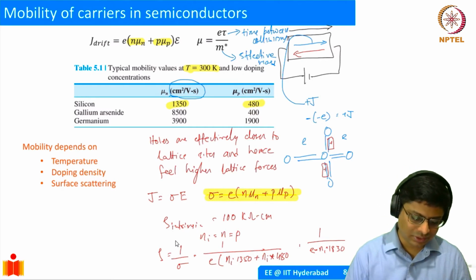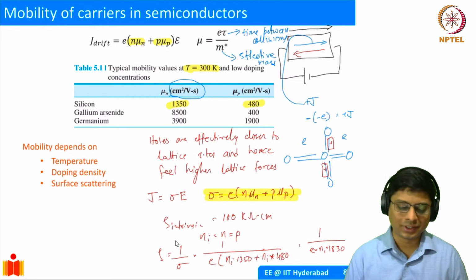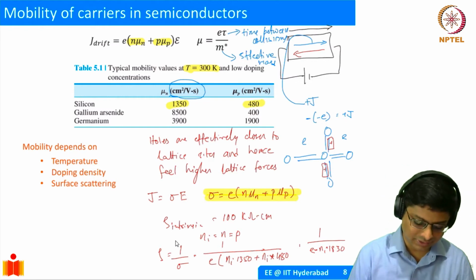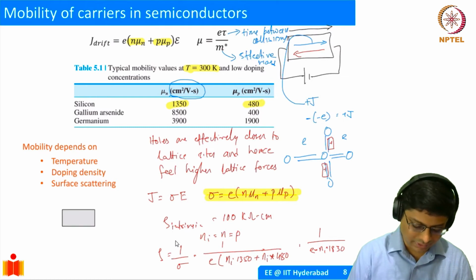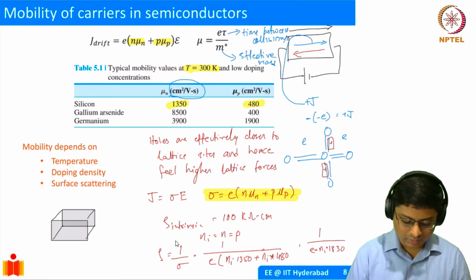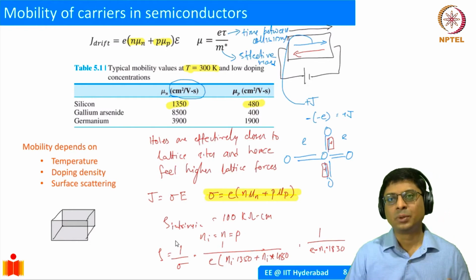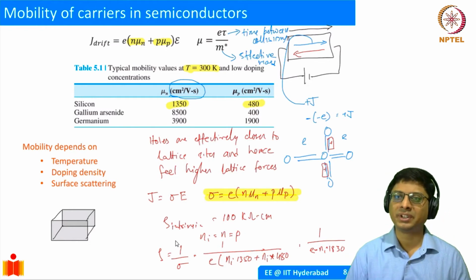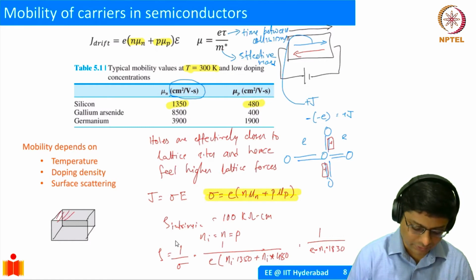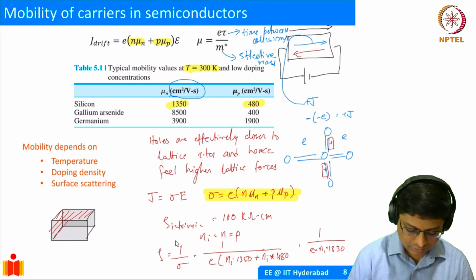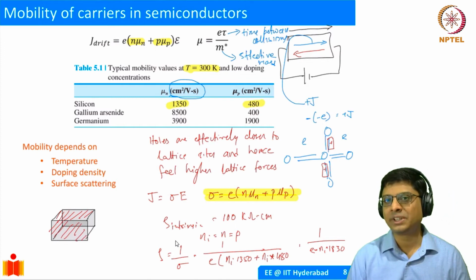And the last thing is that mobility is also dependent on the surface. For example, if I take a piece of semiconductor, let's say a small rectangular bar of semiconductor, what happens to its mobility? Well, the mobility in the bulk of the semiconductor is going to be different from the mobility on the surface. Now, for example, I take this top surface. What will be the mobility? Will it be the same as the bulk?